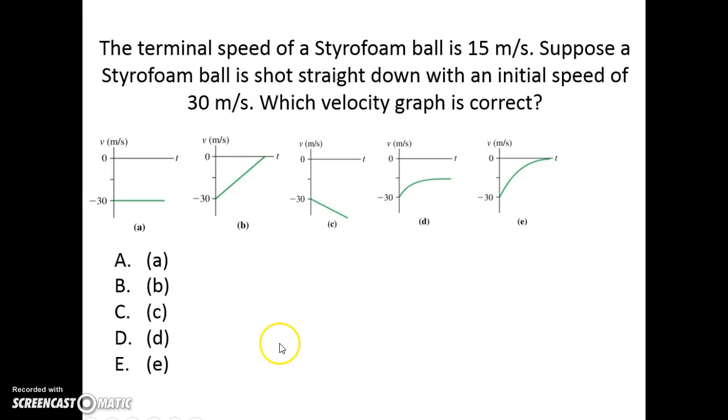Here is just a clicker question associated with that. It says the terminal speed of a styrofoam ball is 15 meters per second. If we throw that ball straight down with an initial speed of 30, which velocity graph is correct? So we need a graph that's going to get to 15. D here would be the graph that's going to make it for us. It starts at 30 and then it slowly will balance off to 15.